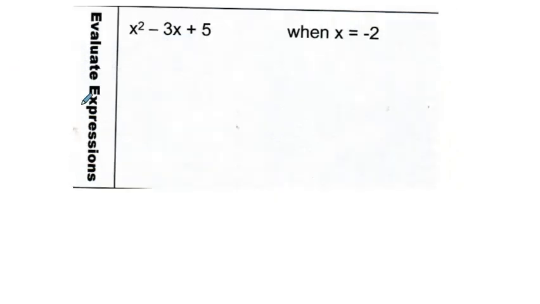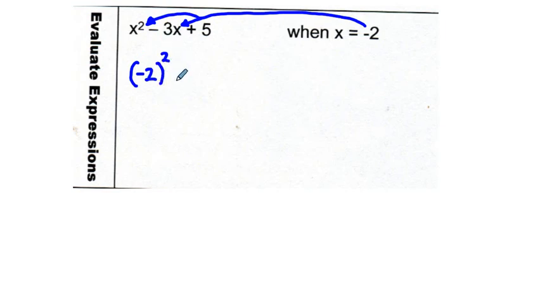Next, evaluate expressions. x squared minus 3x plus 5 when x is equal to negative 2. What we're going to do is take every place in our equation where we see x and substitute in for it negative 2. And the trickiest one is this x squared, because what we need to do is take this negative 2 and place it fully within parentheses. And then we take this 3 and I put open parentheses negative 2.